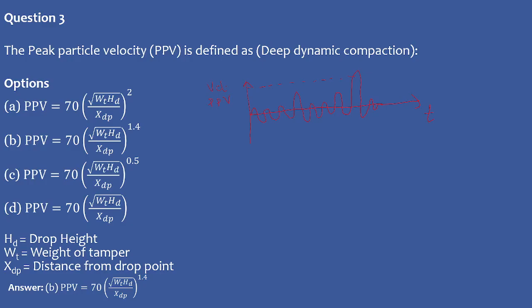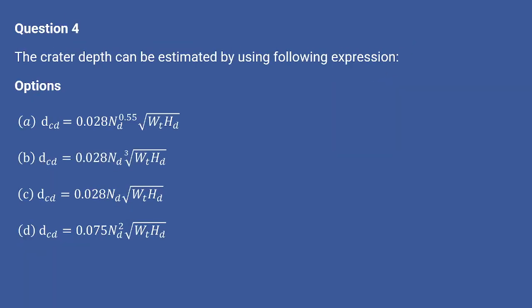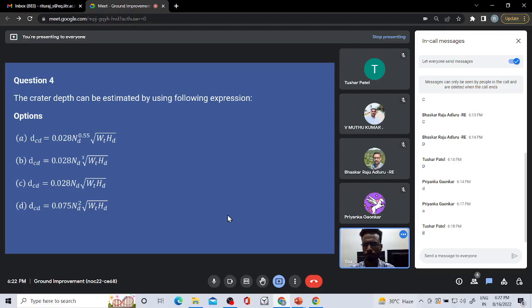Okay. So coming to the fourth question, again it's an empirical relation based question. You need to give the depth of the crater, like how we can estimate it from which of the relations available.